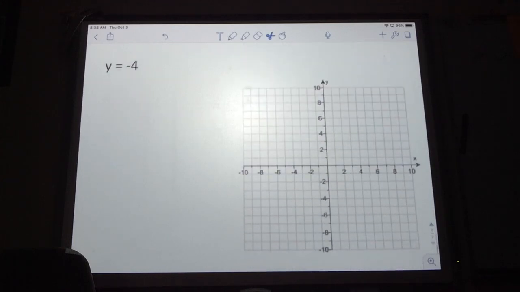Okay, so same thing here. That is a letter equals a number, so this is the axis you're going to go on. And we're going to go at negative 4. So on the y-axis, at negative 4, we're going to put a dot. And we're going to draw a line perpendicular to that.